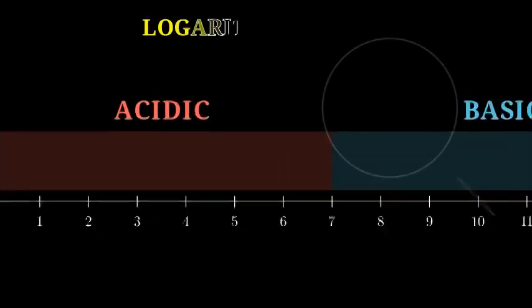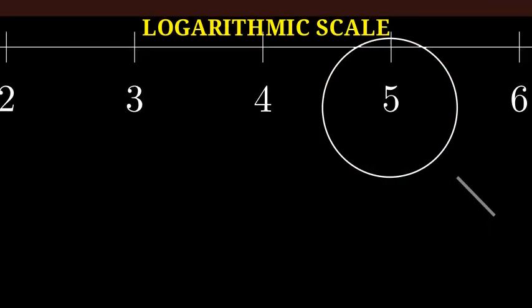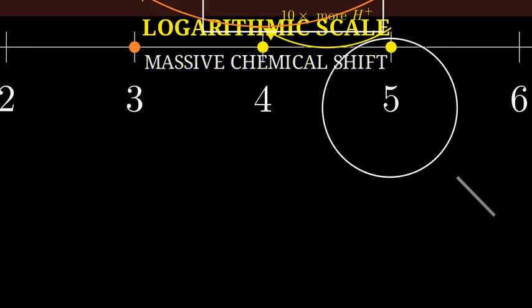But here is the aha moment. The pH scale is logarithmic. This means that a pH of 4 isn't just a little bit more acidic than a pH of 5. It is 10 times more acidic. A pH of 3 is 100 times more acidic than a pH of 5. Small changes in pH number represent massive changes in the chemical environment.